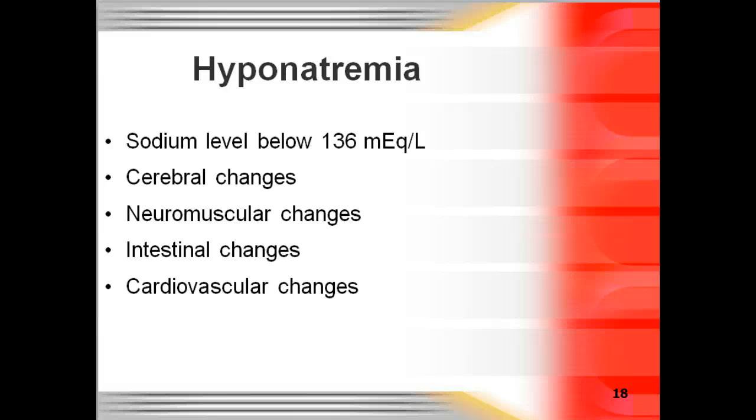Then they will have cardiovascular changes when they have hyponatremia. They tend to have a rapid, weak, thready pulse. The peripheral pulses may be difficult to palpate, and it's easily blocked with light pressure. And if you think about this, these are some of the same symptoms that we talked about that occur when you have hyponatremia.